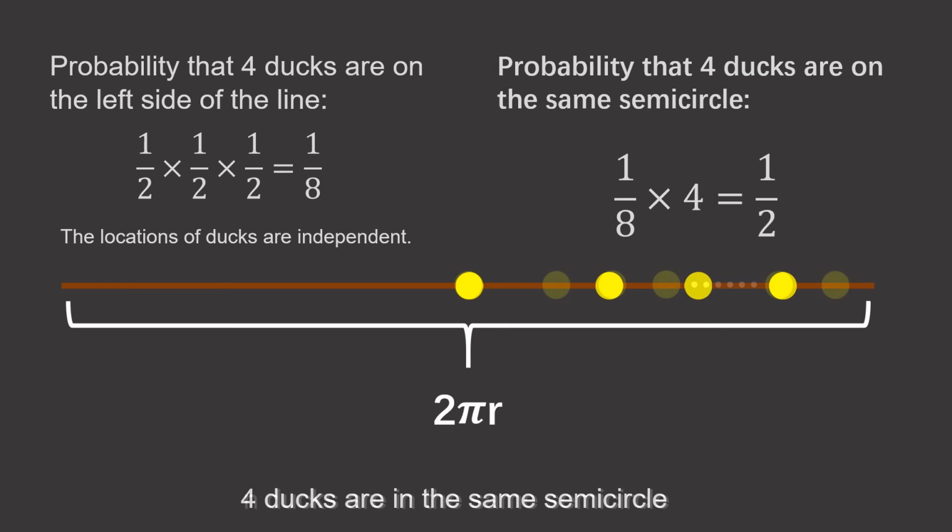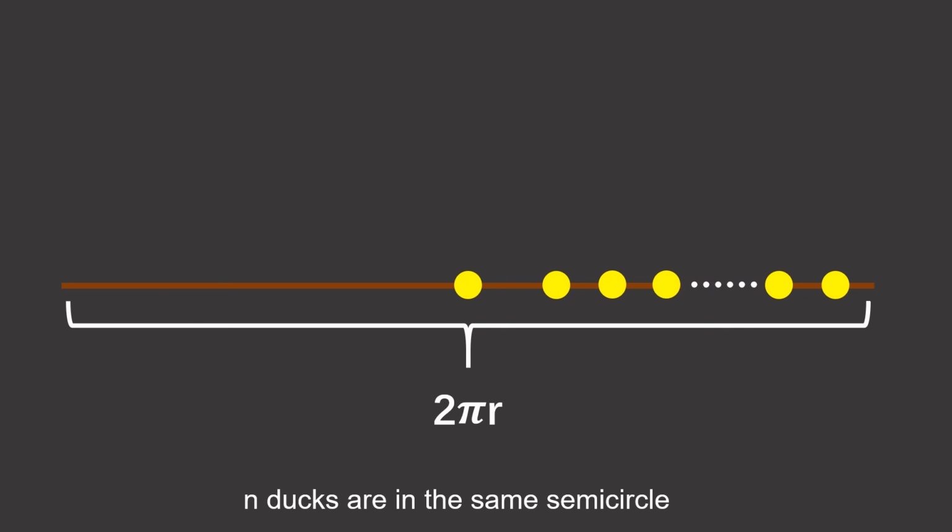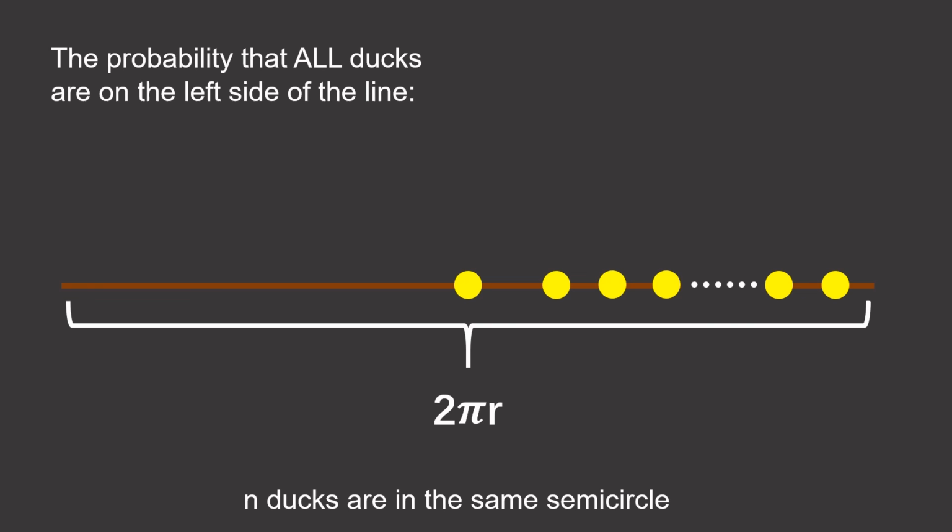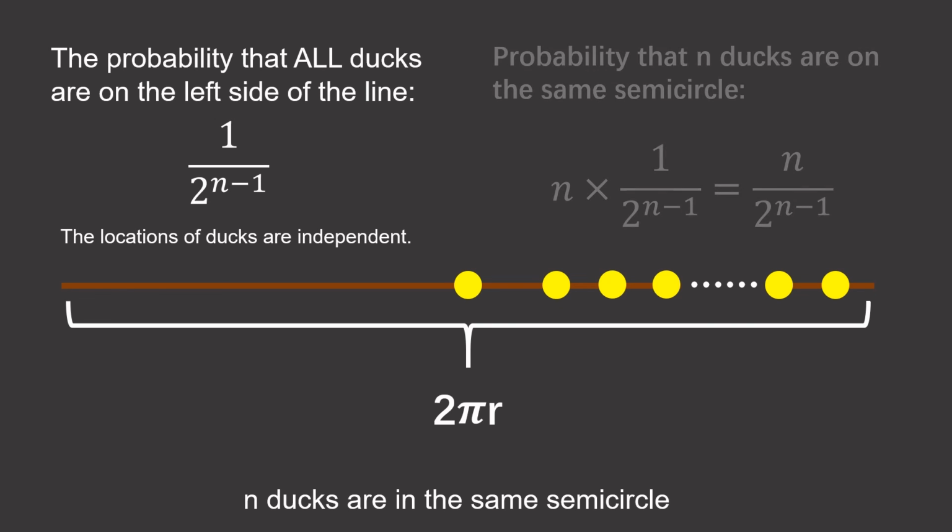Generalizing this to n ducks, the probability for 1 duck to be the one on the extreme left is 1 over 2 to the power of n minus 1. The probability for n ducks to be in the same semicircle is n times 1 over 2 to the power of n minus 1, which is n over 2 to the power of n minus 1.